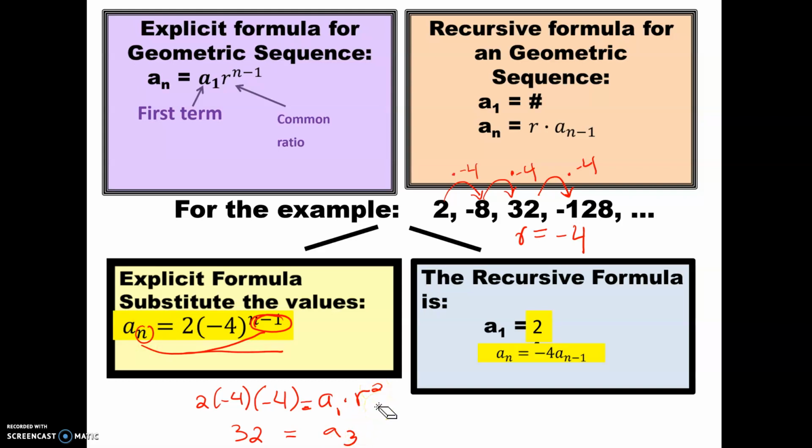Okay, for our recursive formula, this should also make sense because our first term is 2, and always to get the next term, we just multiply by negative 4. And remember, recursive formula, in order to get the next term, you have to use the previous. So if I want to go from 32 to the next term, I just multiply by negative 4 and I get negative 128. If I want to go to 32 from negative 8, I just multiply by negative 4. So it should make sense that in the recursive formula, we just multiply the term before a sub n times negative 4.